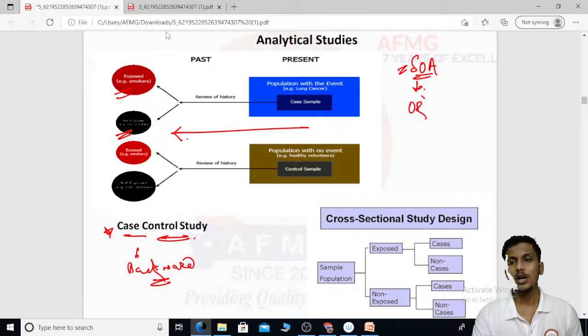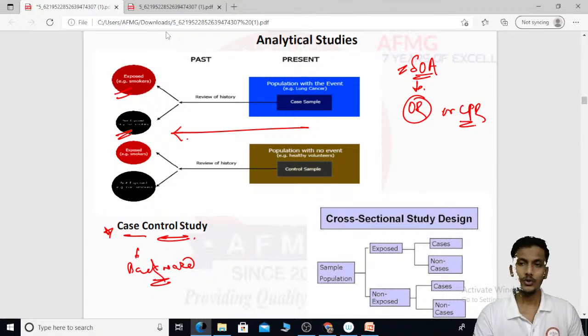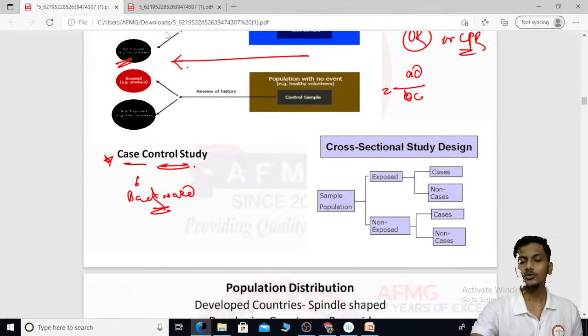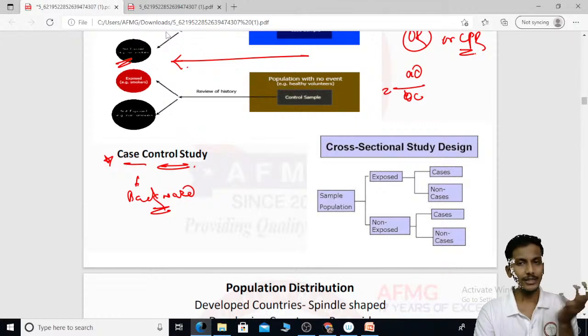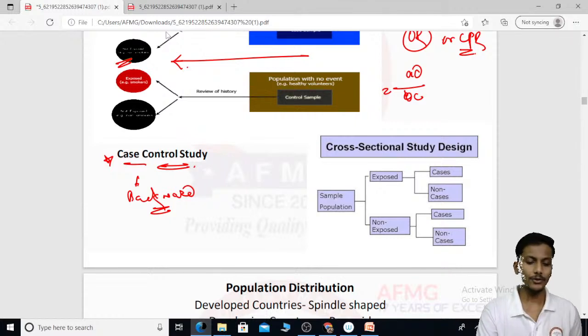So please remember, it is your odds ratio, also known as your cross product ratio. That is AD upon BC. Please remember, it is AD upon BC. So this is your cross product ratio, also known as your odds ratio. Now just remember guys, we need to look for important differences between the cohort study and the case control study. What are these important differences?